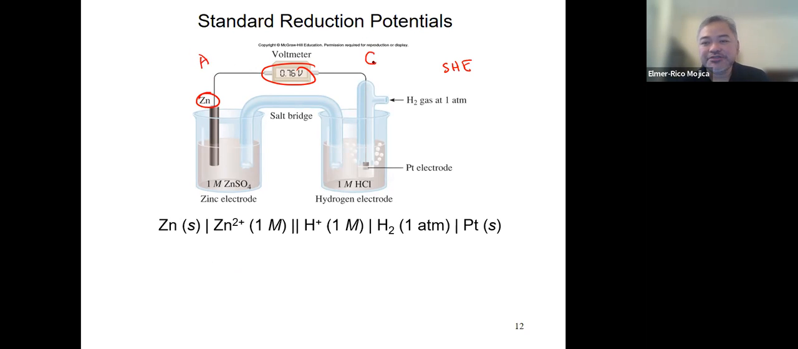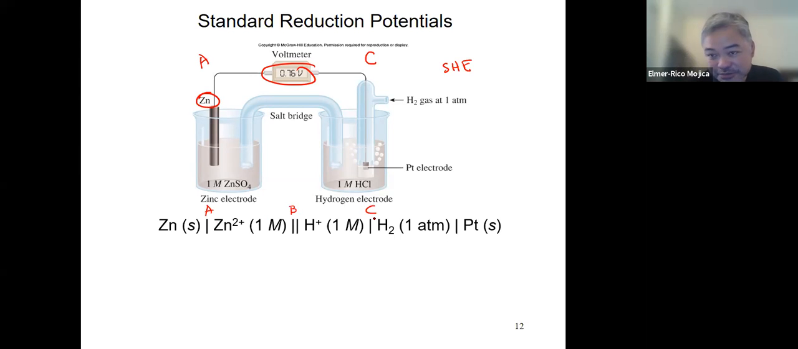Conventionally, I want you to write what we call the galvanic cell in this form: the anode on the left side and the cathode on the right side. Remember, this is the anode, this is the salt bridge, and this is the cathode.